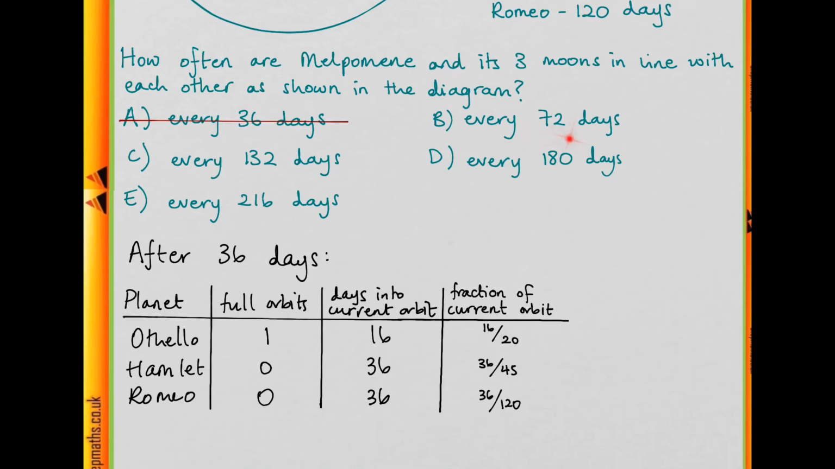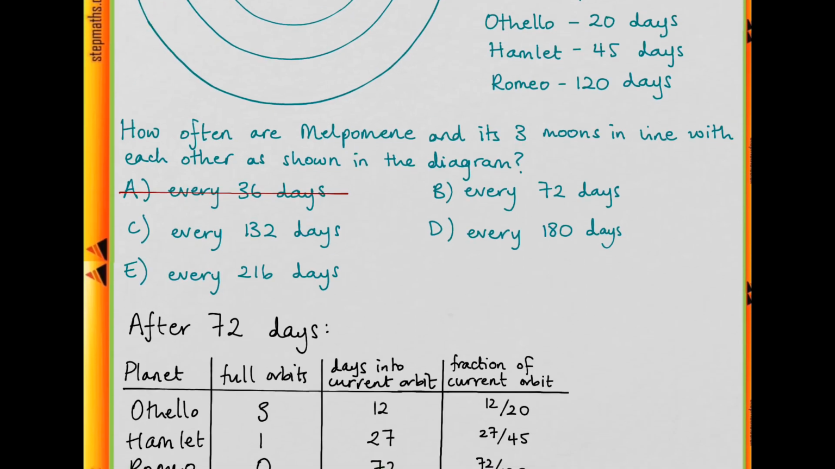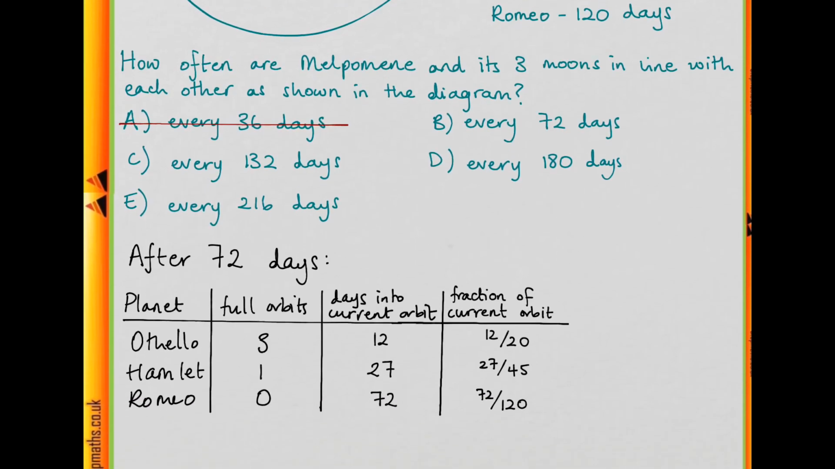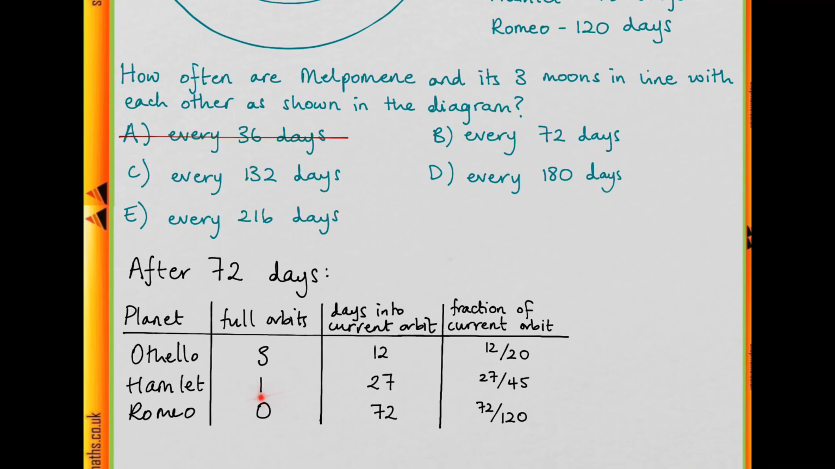Okay, so what about after 72 days? Well, after 72 days, Othello, with its 20-day orbital period, will have done 3 full orbits and be 12 days into its current orbit. Hamlet, which has a 45-day orbital period, will have done 1 full orbit and be 27 days into his current orbit, and Romeo is 72 days.